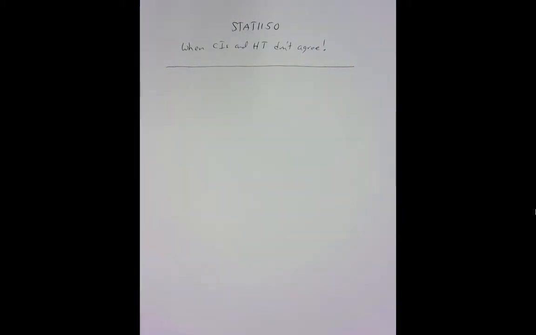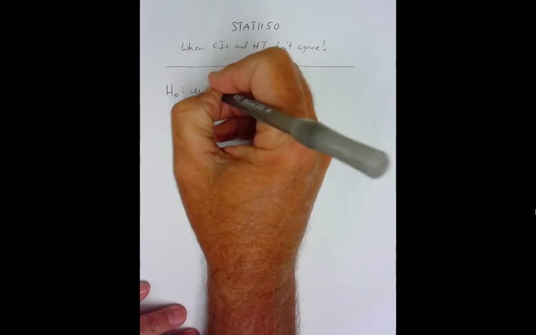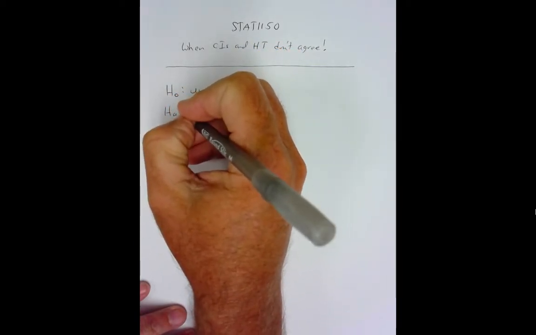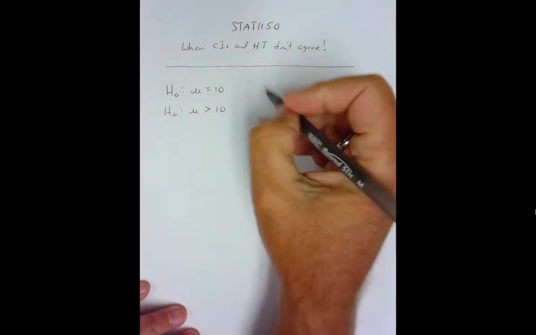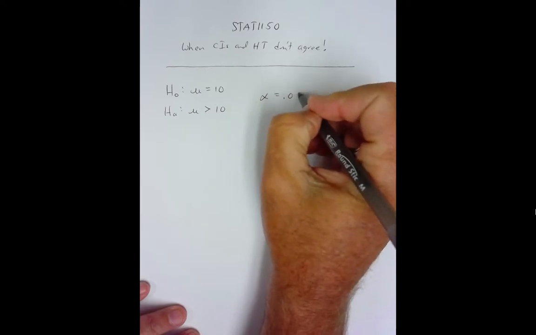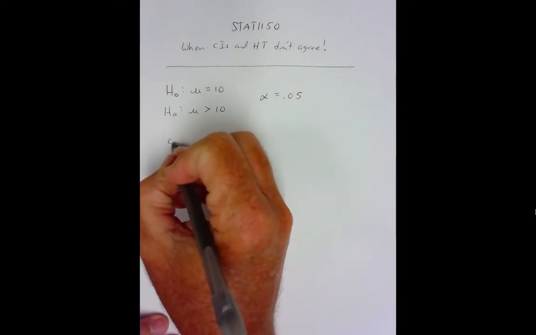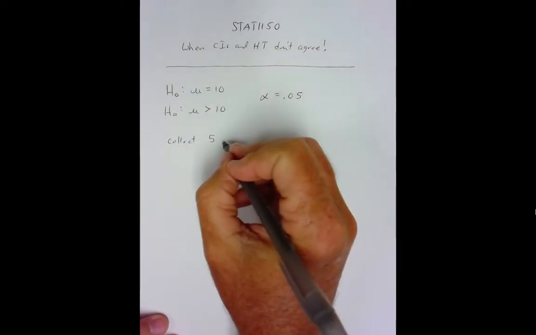So let's look at an example. Let's say that we would like to test the claim that mu is equal to 10 versus h sub a, mu greater than or equal to 10. And let's say we're testing at 0.05. To test this, we want to collect some data. So let's say that we collect 5 measurements.